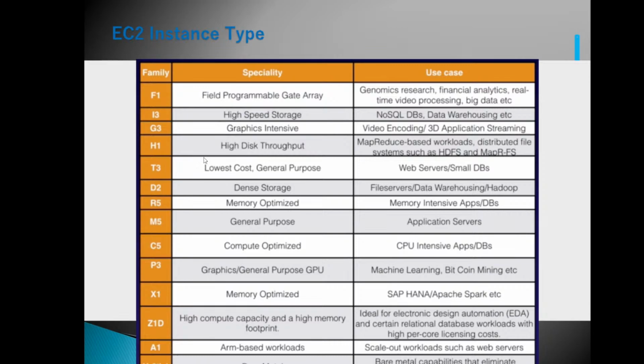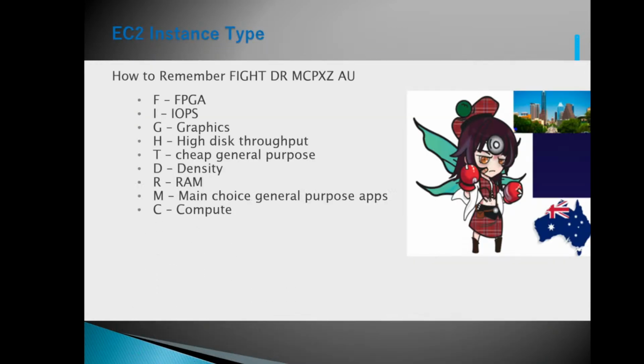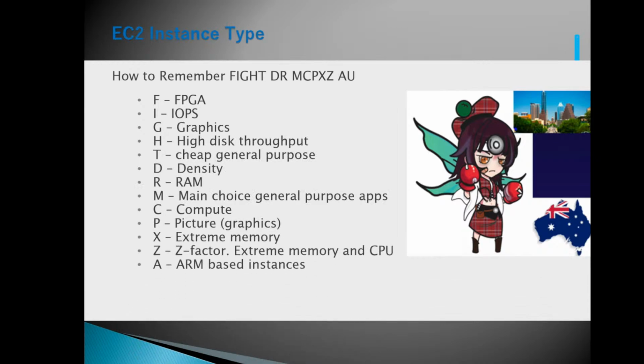So according to the use case, we have different families starting with F, I, G, H, T, D. Generally, we are going to use the T family throughout our syllabus, that is T2 micro. It is under free tier. And for general purpose, there is the M family and the C family, which are more general purpose EC2 machines which can be used on a regular basis. If you want to remember, you can create any synonyms and try to remember the types of EC2 machines available in AWS.